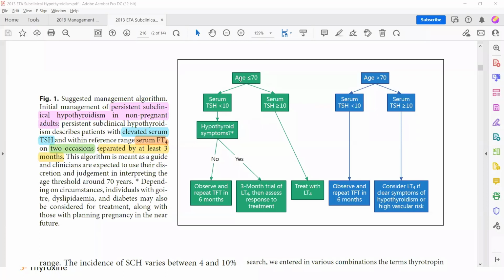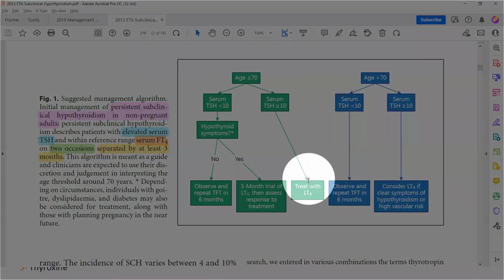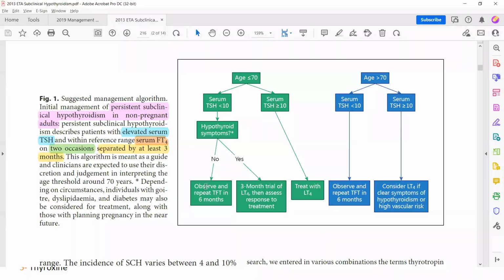In another situation, if the age is less than 70 years, if the TSH is more than 10, we should treat with levothyroxine. If the TSH is less than 10, and there are symptoms, we give a trial of levothyroxine for 3 months. If no symptoms, we should observe and repeat thyroid function test in 6 months.